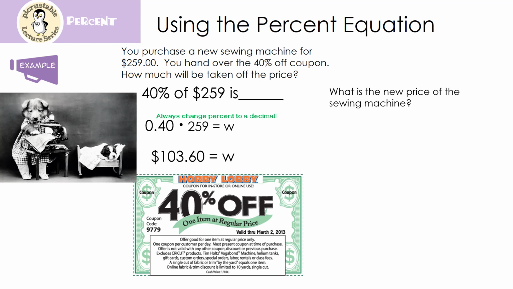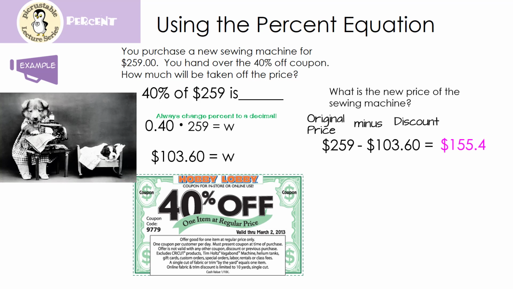So what is the new price of the sewing machine? The original price is $259. We're going to subtract the discount. So we're going to subtract $103.60. What does that leave us? $155.40. Awesome! I can afford that.